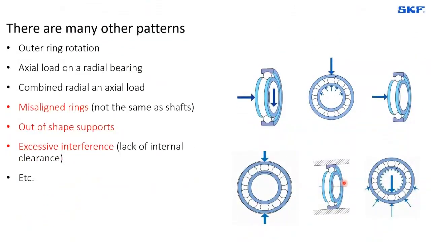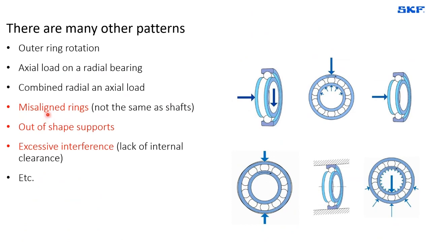This was just one example, of course. There are many other possible combinations: bearings that have outer ring rotation, bearings that have axial load on a radial bearing, or like in this case on the right-hand side, we can have combined loads where there is axial and radial load acting simultaneously. And we can have load patterns that already indicate some kind of abnormality.